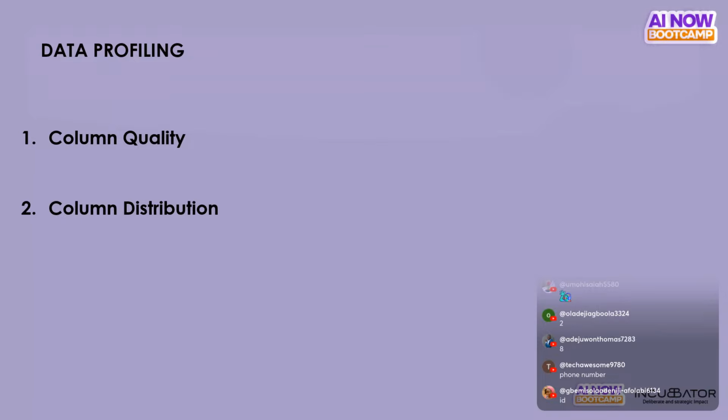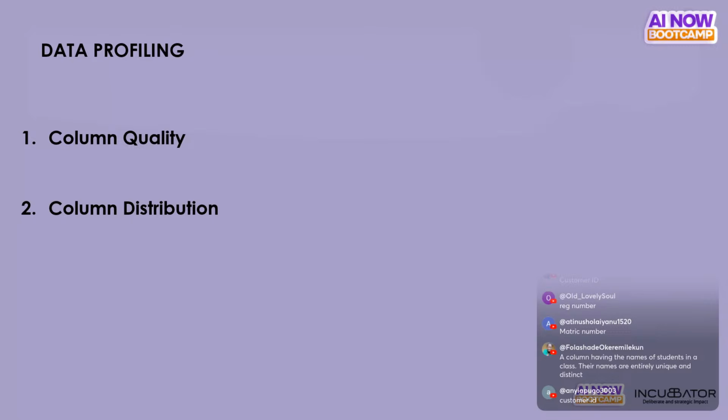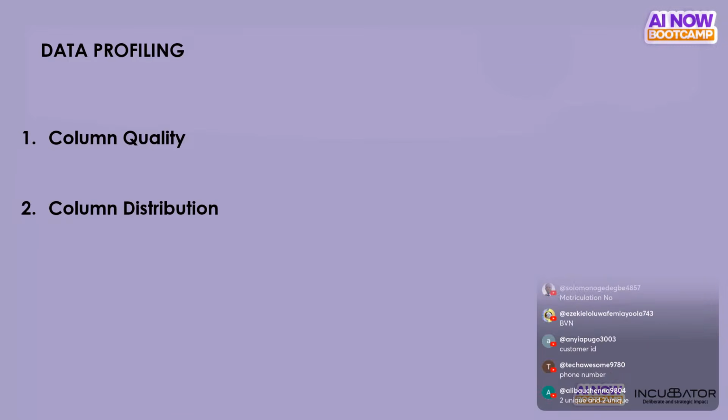Matric number. Somebody said ID. Bemi Sola, that's very beautiful. Thank you for that. Someone said matric number. Someone said NIM. Another person can say BVN, phone numbers. You guys are intelligent. Good stuff. I love what I'm seeing.